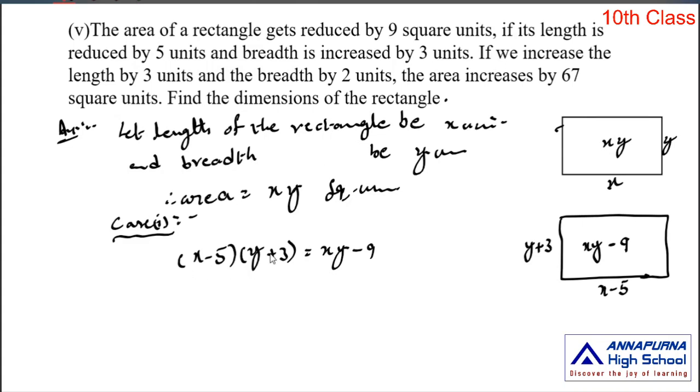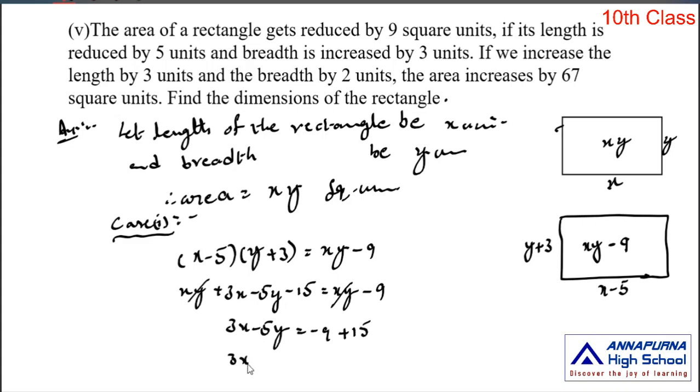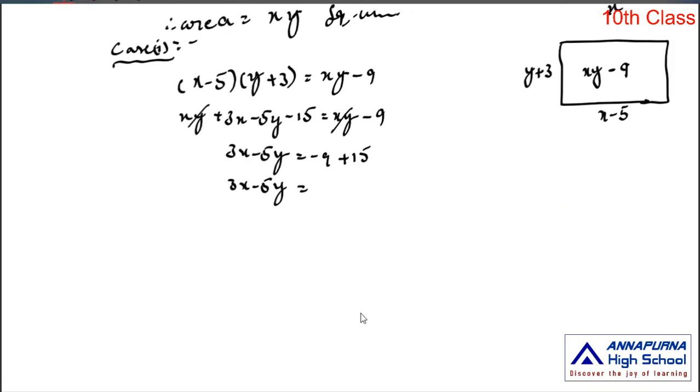Okay, now multiply these two binomials: x into y, xy; x into 3, 3x; minus 5 into y, minus 5y; minus 5 into plus 3, minus 15, is equal to xy minus 9. On both sides we have the same terms with the same signs, so cancel them and transpose this minus 15 to the right side. 3x minus 5y is equal to minus 9 plus 15. It is equal to 6. So this is the first equation.